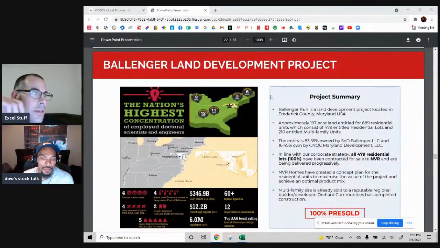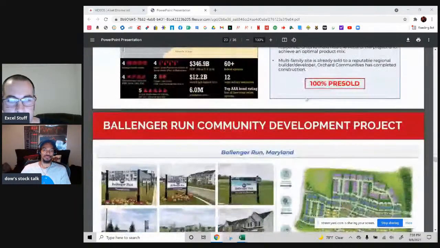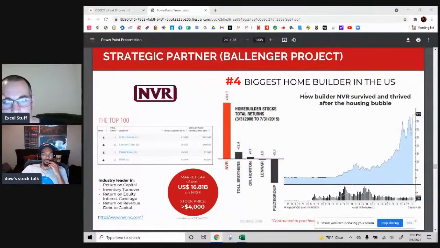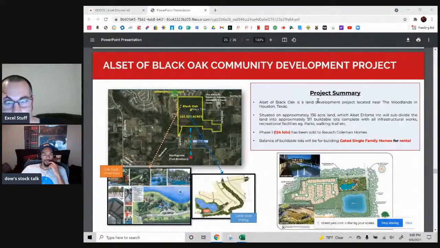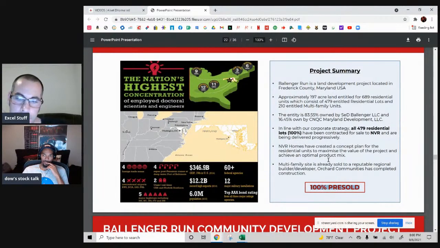And the 2 properties are in Frederick, Maryland, 689 homes. And then in The Woodlands, Texas, which is near Houston. That's their second property. And they mentioned it's 100% pre-sold, which I don't really understand because they don't have that much revenue. So they say it's 100% pre-sold. Maybe it's just people said they'll buy it. They didn't actually pay anything.